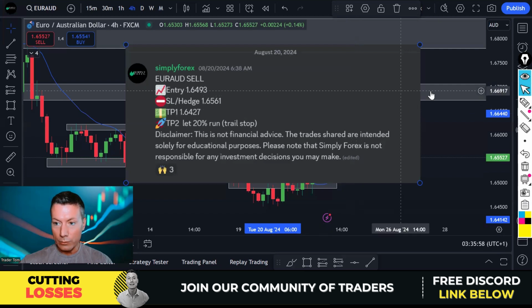Now, this is a really good example. Euro Aussie dollar sells. Okay, so this was the trade, Euro Aussie dollar sells. This was my entry. This was my stop loss. This is my take profit.